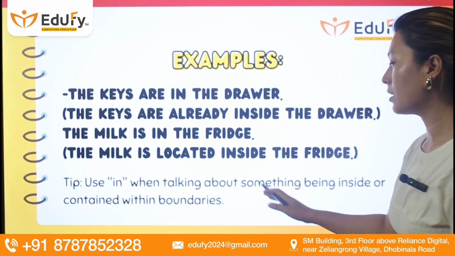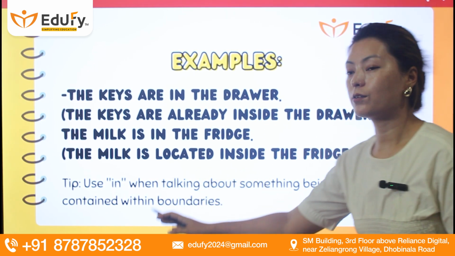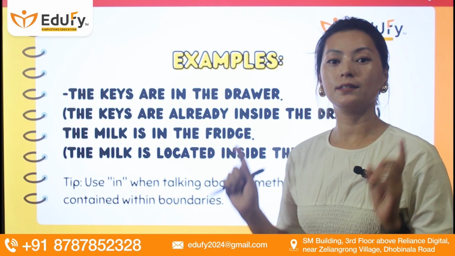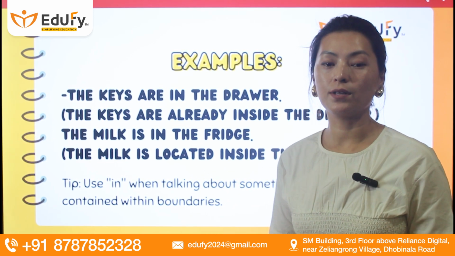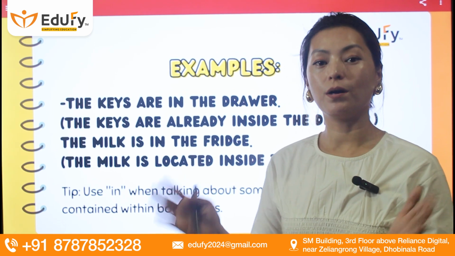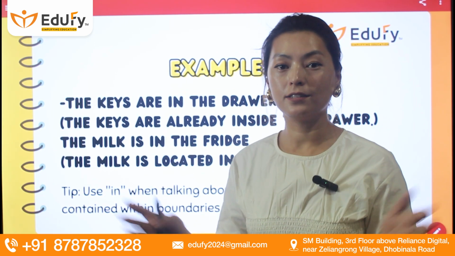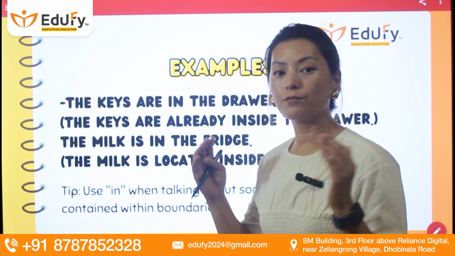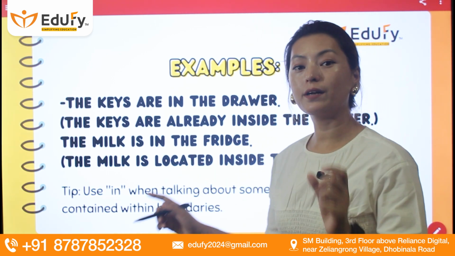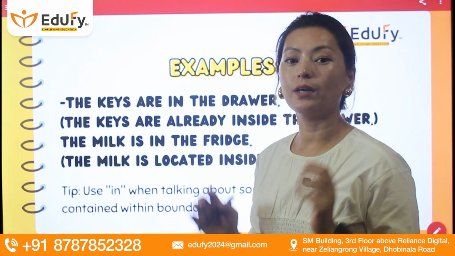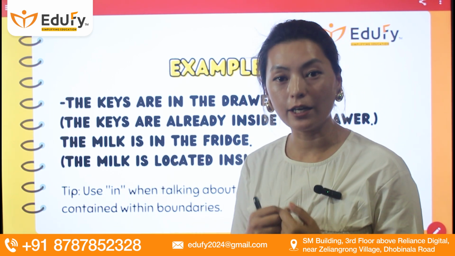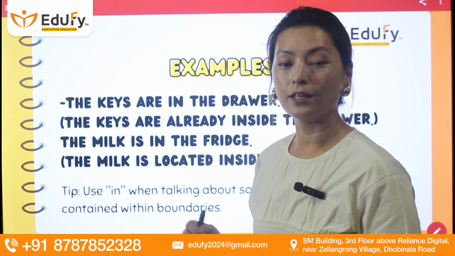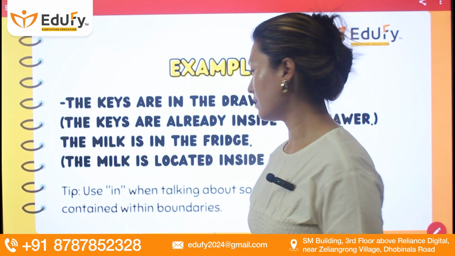So whenever we're talking about something being inside or contained within boundaries, we will have to understand this. Whenever we say inside something, what does it mean? It means it has boundaries, four walls and a ceiling. That is when we talk about things that are inside. So whenever we use the preposition in, we have to understand that it's inside an enclosed space. It must have four walls and a ceiling to ensure that it is within that space.